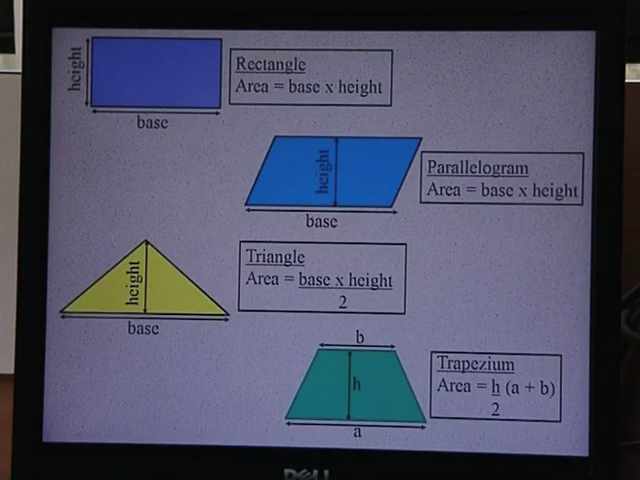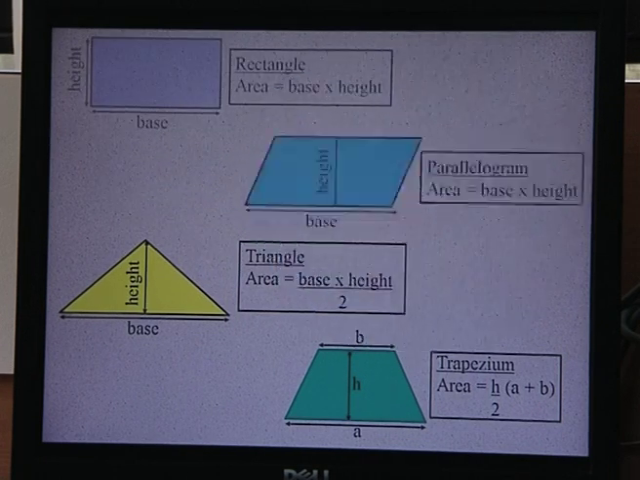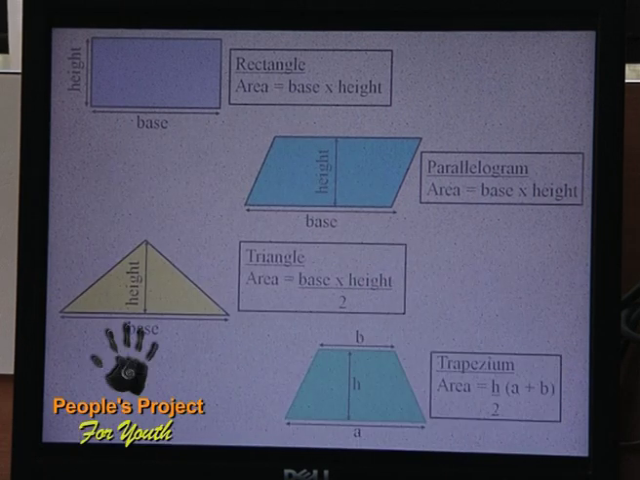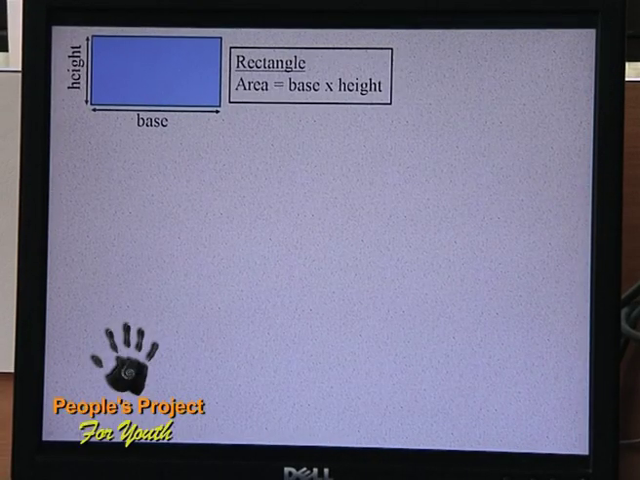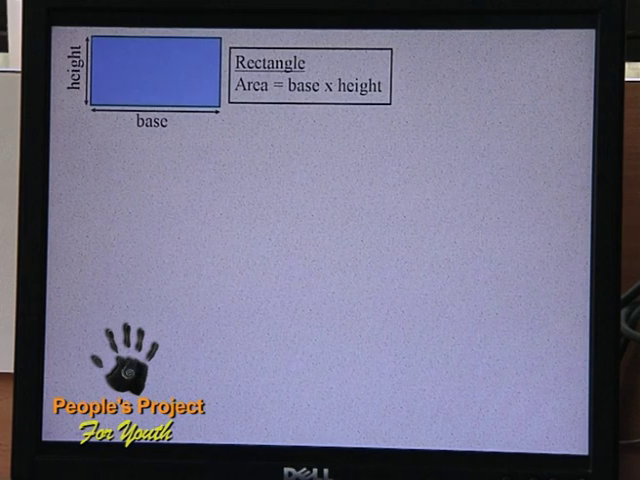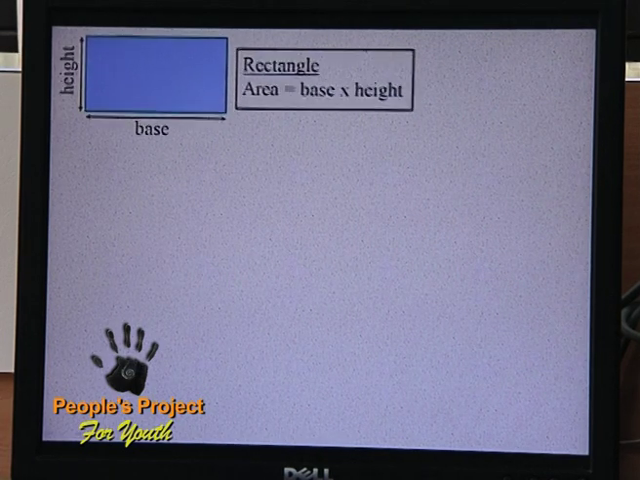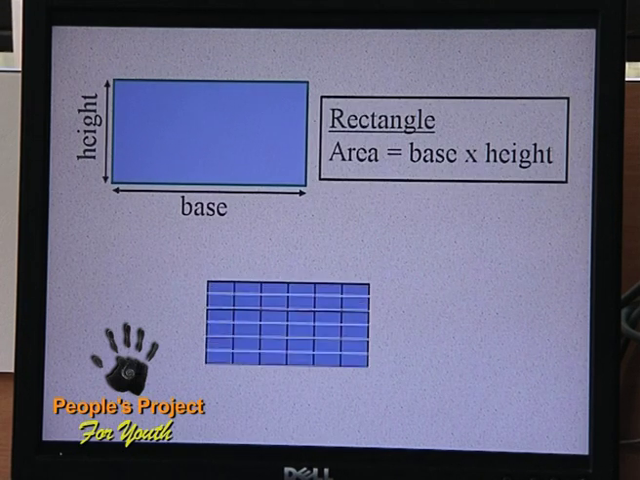There are four areas that we need to be able to calculate: the rectangle, the parallelogram, the triangle, and the trapezium. So, calculating the area of a rectangle. We've been told in school that the area of a rectangle is base times height. But let's try and work out why that might be.